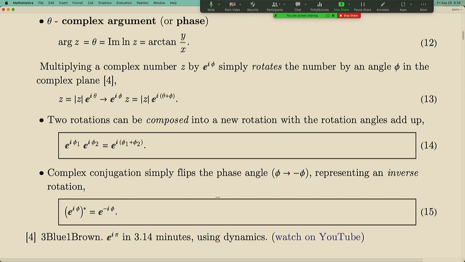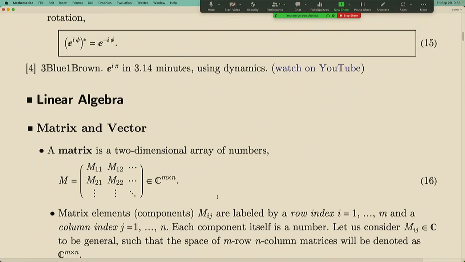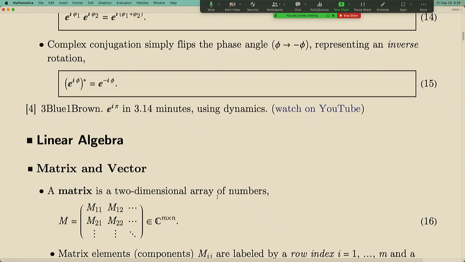If you want to learn more about all these intuitions, why all this complex number has anything to do with rotation, watch the YouTube video which is in the lecture notes, which is a very good one. Okay, so questions about complex numbers?